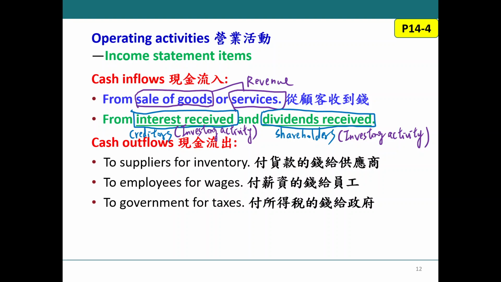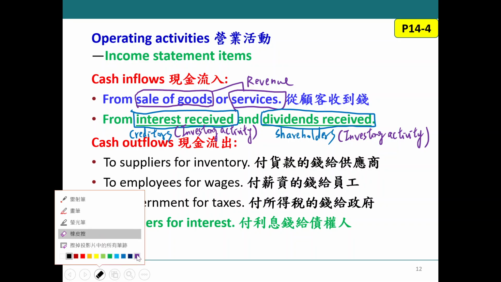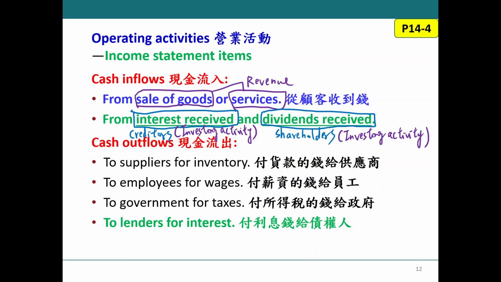Okay, I feel poor by myself, alone. What else? Special case. Pay the interest to the lender also is a special case. Who are you? You are the borrower, the debtor, right? So, who are you? Pay the interest to the lenders, to the bank.